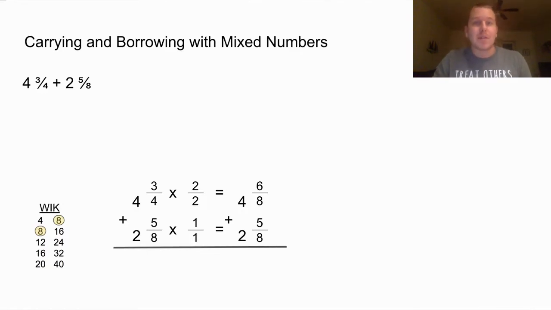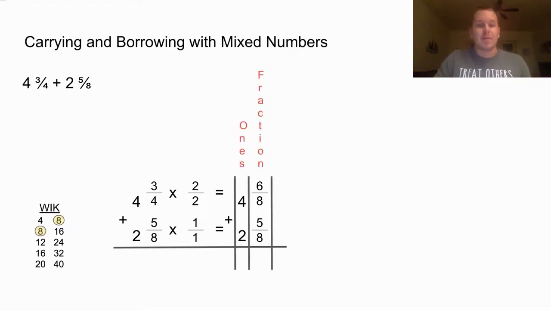Now, here's where things get a little different, okay? So I want us to consider these two numbers as two different place values. We have our fraction place value, which is equivalent to less than 1, okay? So if you're in a proper fraction, that's going to be less than 1, okay? And then we have our ones place value, which are numbers that are greater than 1, okay? So these are two different place values.